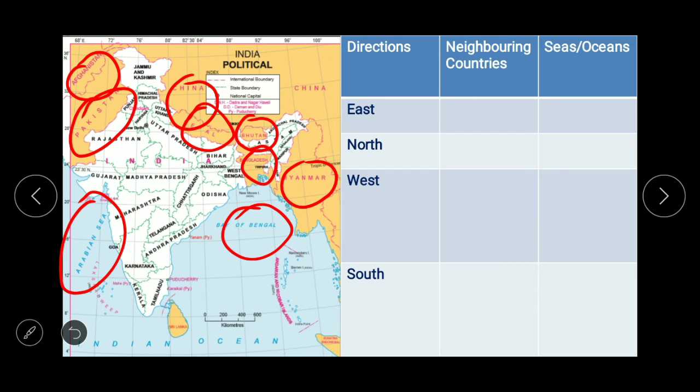And south, Sri Lanka and Indian Ocean. This you have to complete in your notebook.